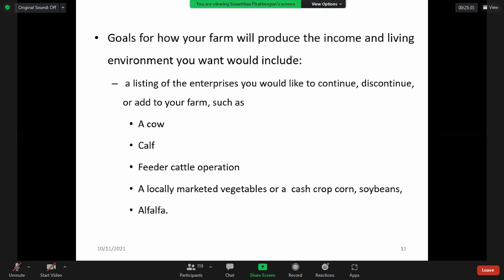Maybe the cow-calf or feeder cattle operations, or locally marketed vegetables or cash crops you can have. And alfalfa for animal feed; you can have alfalfa tanks or azolla tanks. Those are the different things you can discontinue, continue or add into the farm to get a good income.